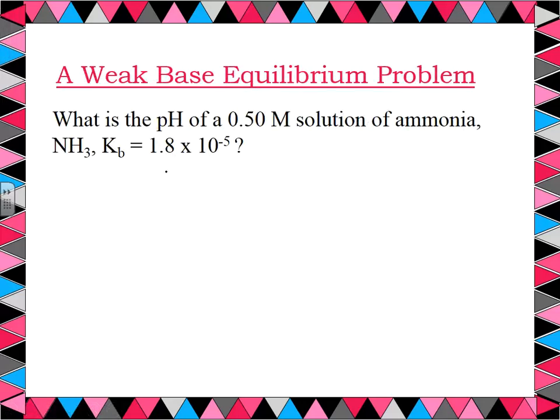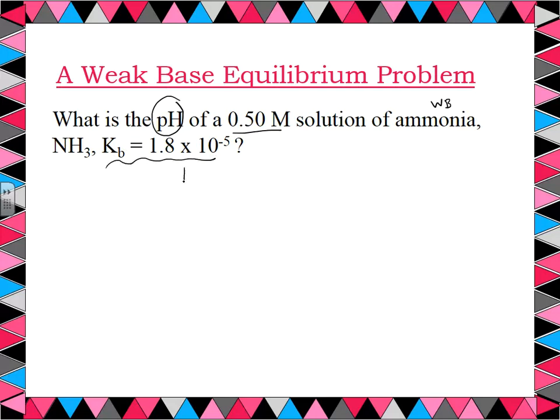So let's look at this reaction. This says, what is the pH? So we're looking for pH again, of a 0.5 molar solution of ammonia. So this is a weak base. And we know that because, well, ammonia is your most common weak base, but here we see there's a Kb value given, so this must be a base.